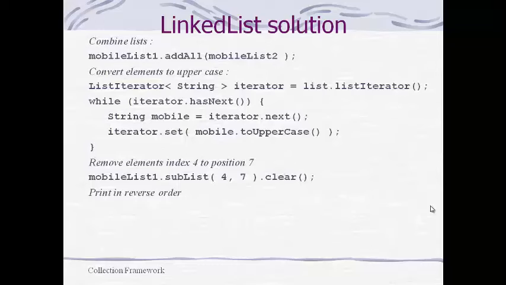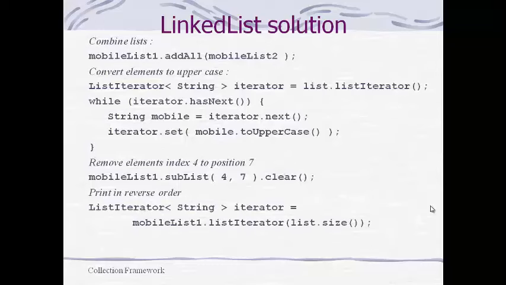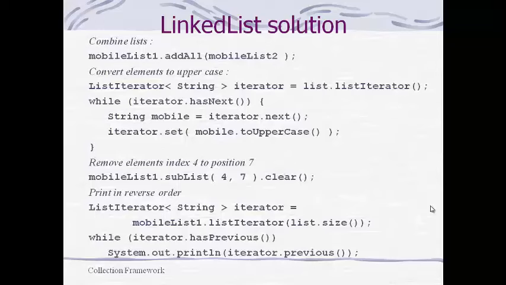To print in reverse order, use listIterator and give the size of the list so the pointer goes to the end of the list, and use the method hasPrevious in a while loop to fetch the elements using previous.